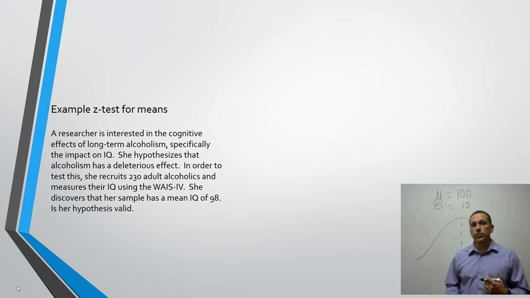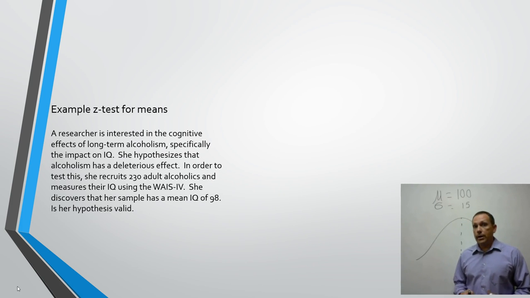And she samples 230 self-identified long-term alcoholics. She gets their IQ score on the WAIS-4, we'll say, which is a standardized IQ test, and she discovers that their mean score for long-term alcoholics anyway is 98. And so what we want to know now is, is her hypothesis valid? Is the use of long-term alcohol associated with a lower IQ compared to those who aren't?